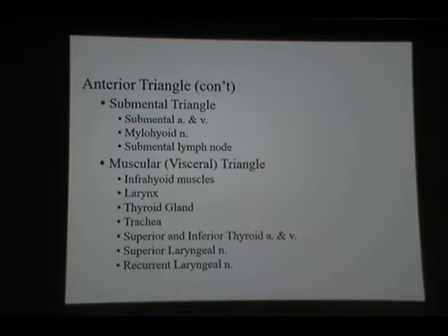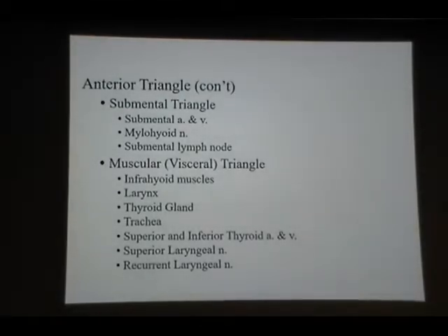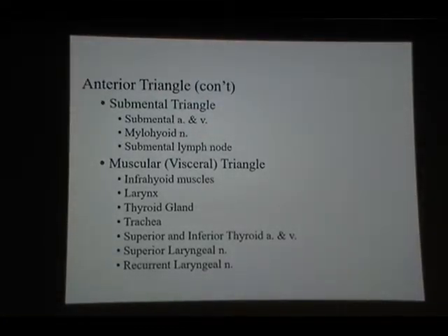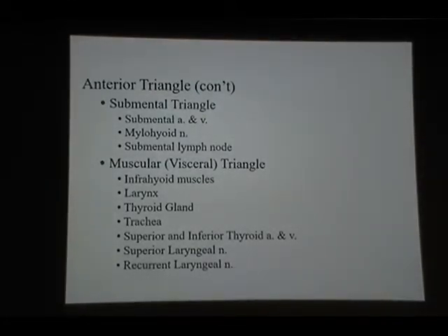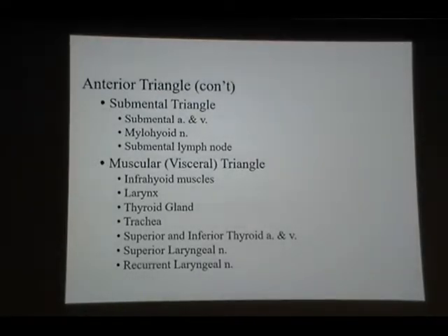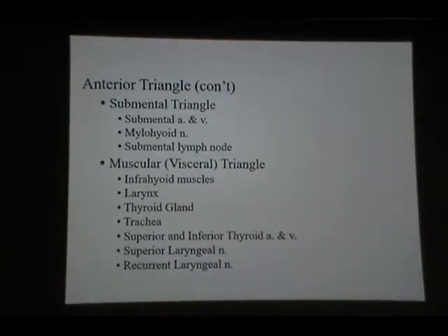Well, the infrahyoid muscles, these strap muscles below the hyoid bone. The larynx and its cartilages are in here, the protective mechanism for the airway. The thyroid gland is adjacent to the cricoid cartilage, which is down below the thyroid cartilage. The trachea, the major portion of your airway going to both the left and right lung. The superior and inferior thyroid arteries and veins, which are branches of the external carotid. The superior laryngeal nerve, which is a branch of the vagus nerve. The recurrent laryngeal nerve, also a branch of the vagus nerve.